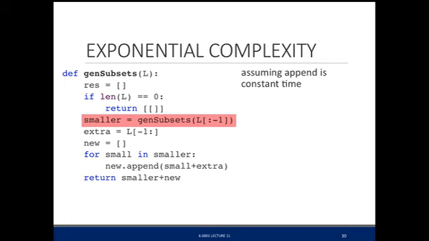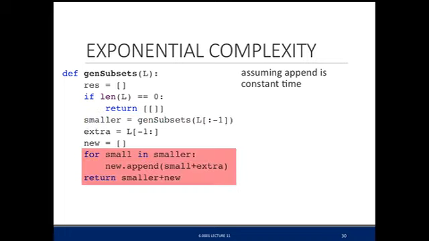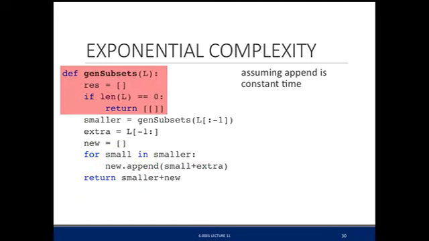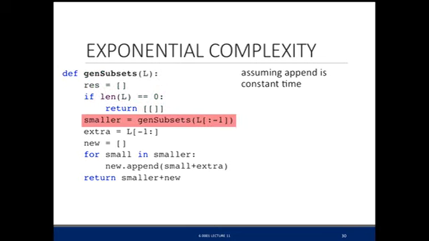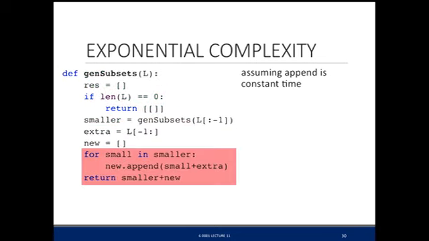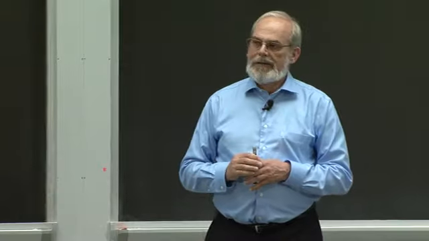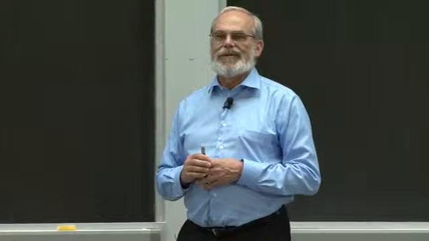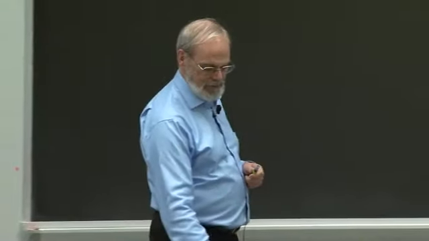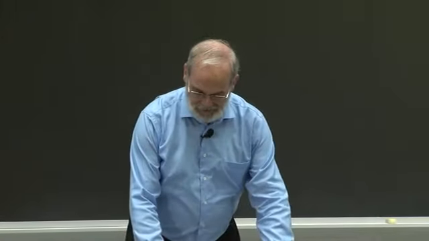That's not so bad. But right down here, I've got to figure out what's the cost of this, right? This is constant. That's setting up as constant. That's constant. But there I've got another loop. And the loop depends on how big smaller is. And smaller is a bad choice of term here because it's going to grow on me. But let's think about it. By the way, I'm assuming append is constant time, which generally it is.